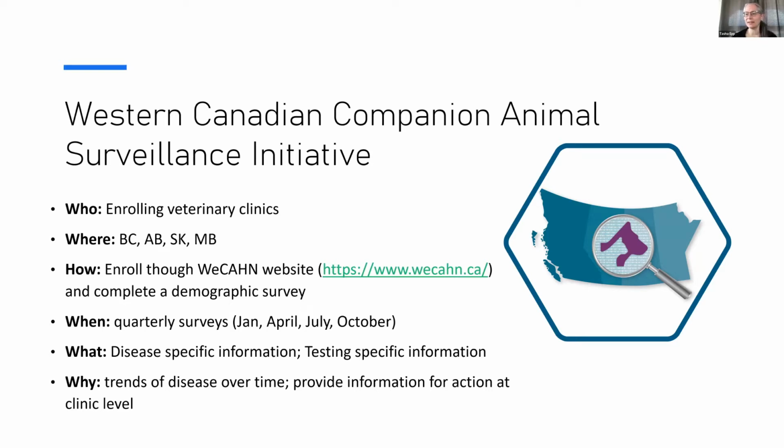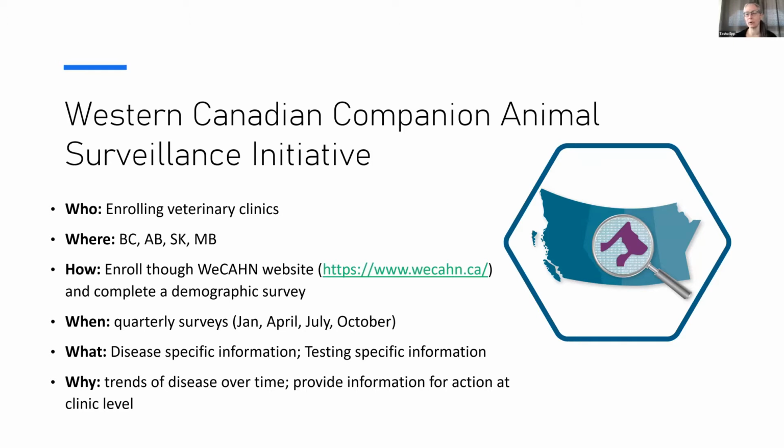And then go to the companion animal site. To start with, we ask clinics to do a demographic survey, so we have a sense of how many dogs the clinic sees and where it is located. Then we ask clinics if they want to participate in these quarterly surveys.